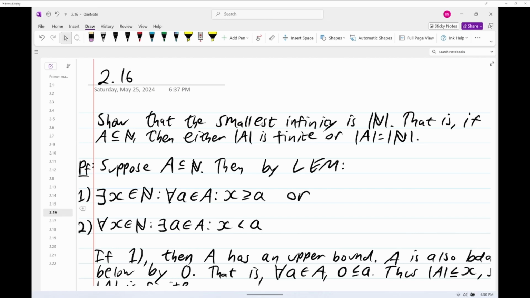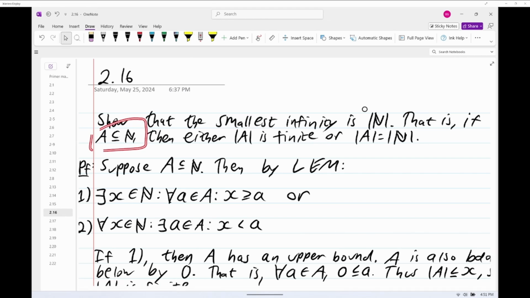Can you read that second line again? Then either the cardinality of A is finite or the cardinality of A is equal to the cardinality of N. So that is A is a sub... A is a subset of natural numbers. That's right here. Okay.